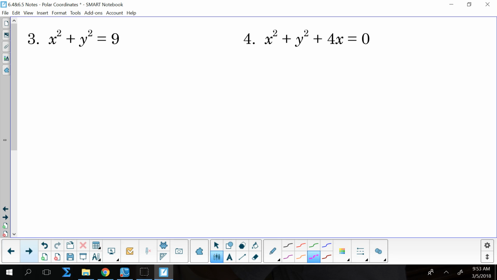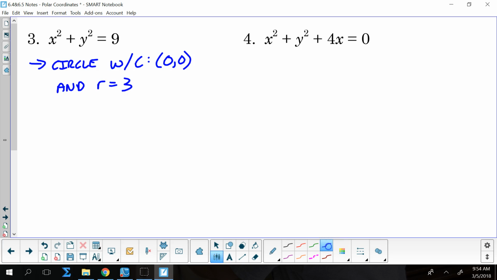Try number 3. Just information-wise, this is a circle with a center at the origin and a radius of 3. You guys haven't learned conic sections yet, okay? But that's the equation of a circle centered at the origin with radius of 3. Okay?